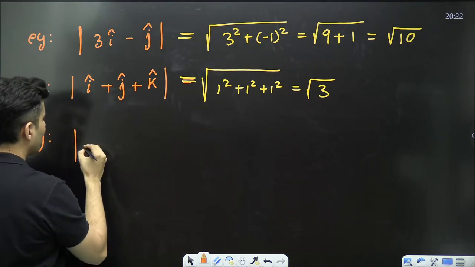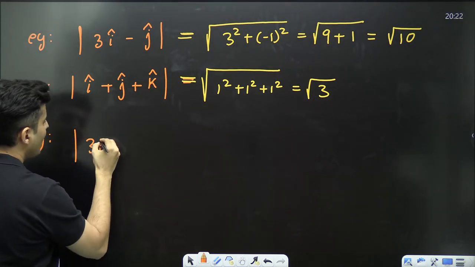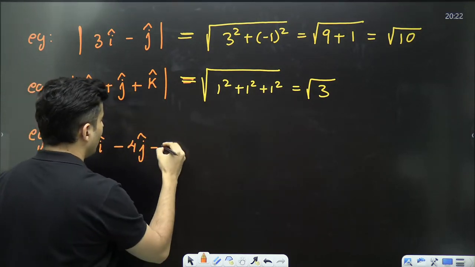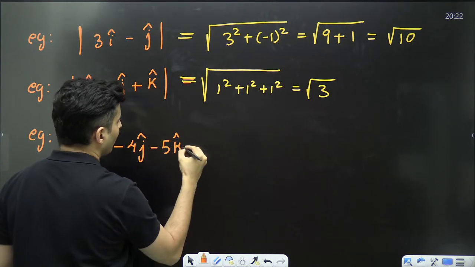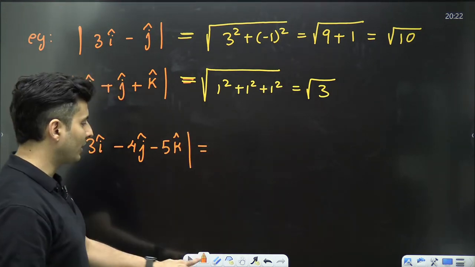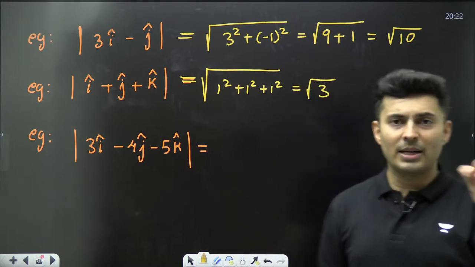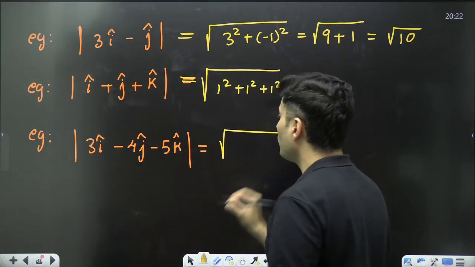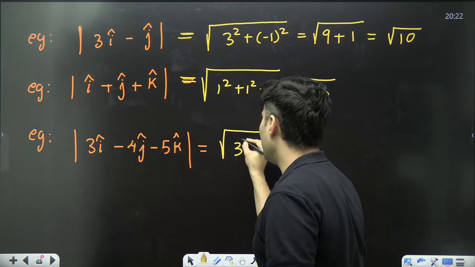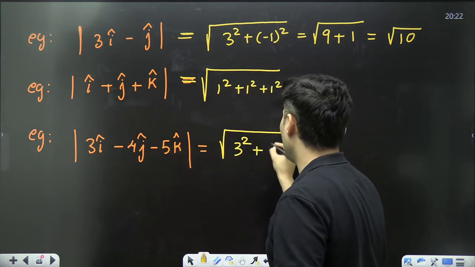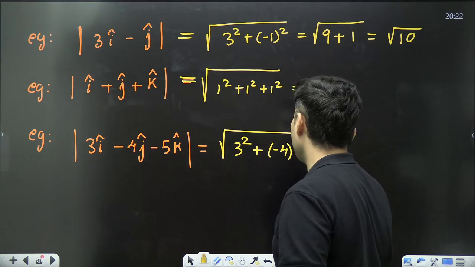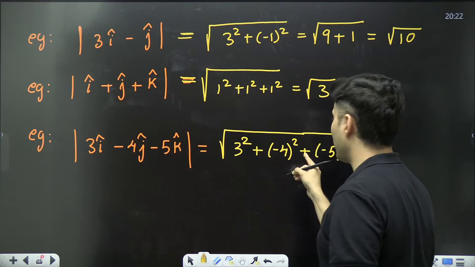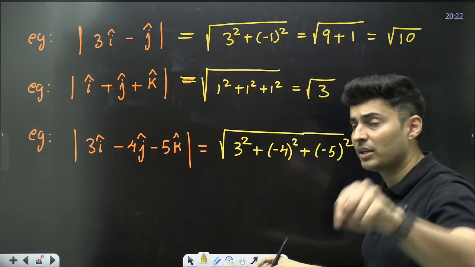Magnitude of, let's say, 3i cap minus 4j cap minus 5k cap. All right, magnitude of this particular vector. Come on, my dear students. I want everybody posting the answers. Figure it out by yourself. This will be root of, take the x component, 3 square plus minus 4 square is same as 4 square only, plus minus 5's square. Many people take the minus sign over here. Be careful, square of a negative number is positive, guys.